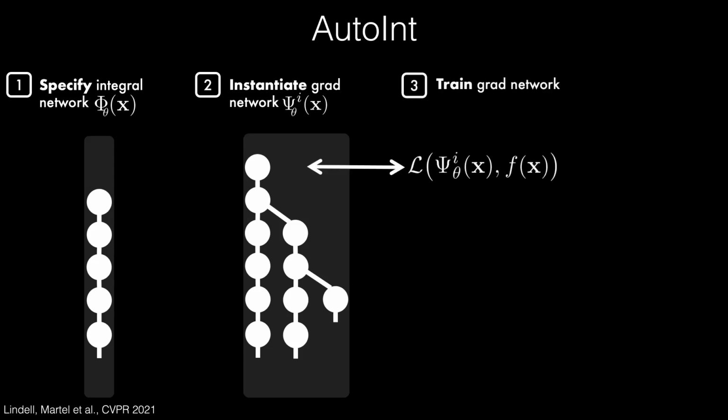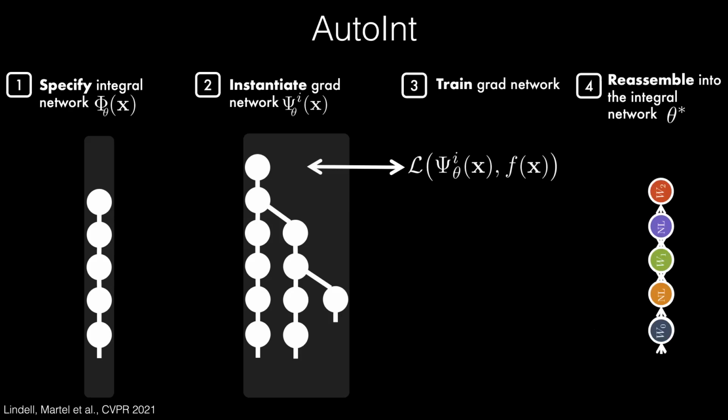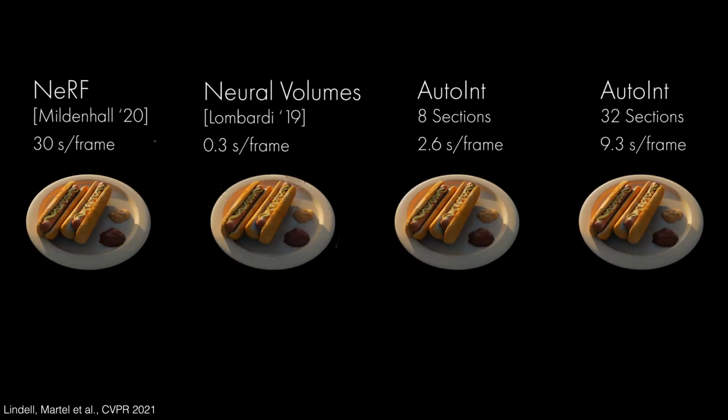And what that allows us to do is we can now take this grad network, train that using NeRF or any other volume rendering techniques, and then automatically recompile and reassemble the optimized weights of this non-standard MLP-based representation into the integral network. And what that means is that once we train the grad network using standard volume rendering techniques, we can actually evaluate the antiderivative very, very efficiently, and we don't have to re-optimize anything because all the parameters are already there. So this was a really interesting approach. It works pretty well. It's fairly fast also.